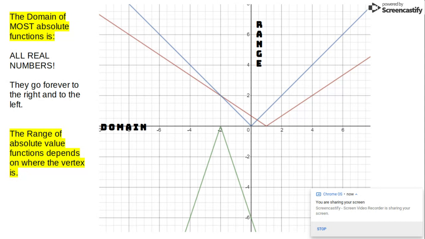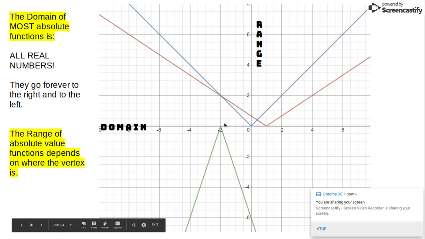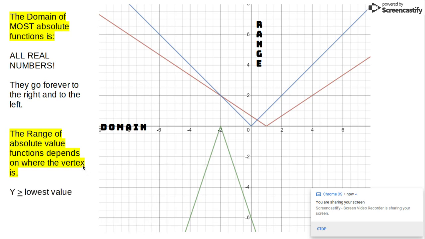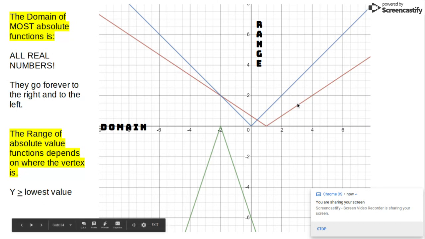They have one direction. They either go forever up, like these two that are up here, or they go forever down, like this green one that's down here. So the way you can tell is you look for the vertex, which is the highest or the lowest point. So let's look at these two up here.